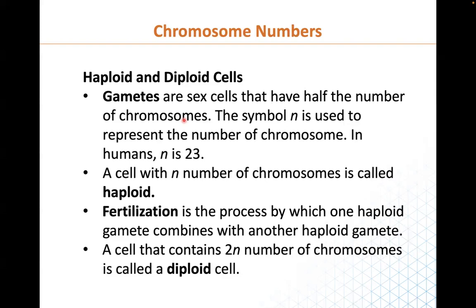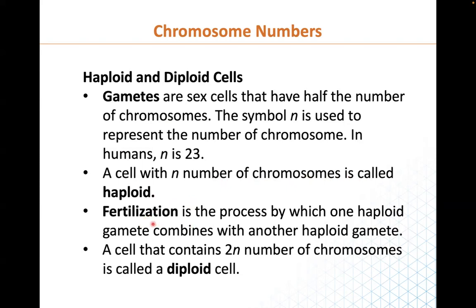But once it comes to the sex cell, it's going to have half of the number, because the sex cell will not form an offspring by itself. In sexual reproduction, it needs to combine with another 23. That's the reason why it needs to be halved, and that's what we call haploid. A cell with n chromosomes is called haploid.